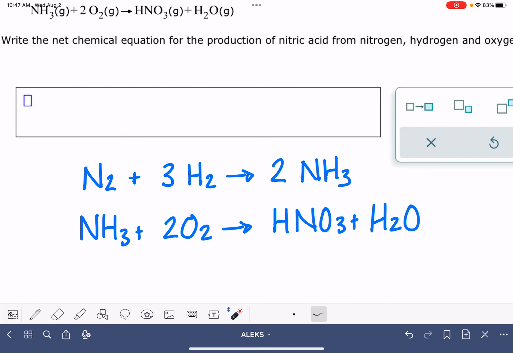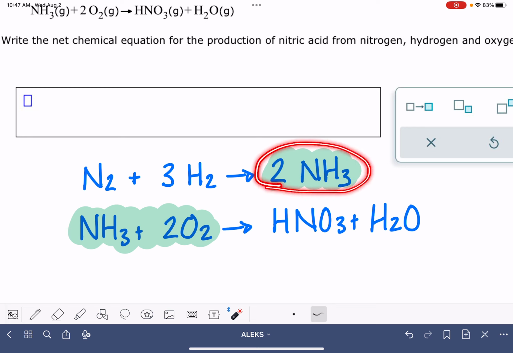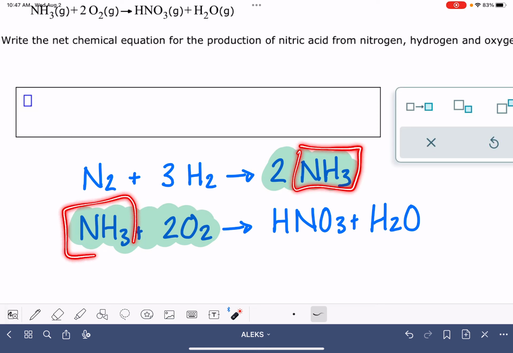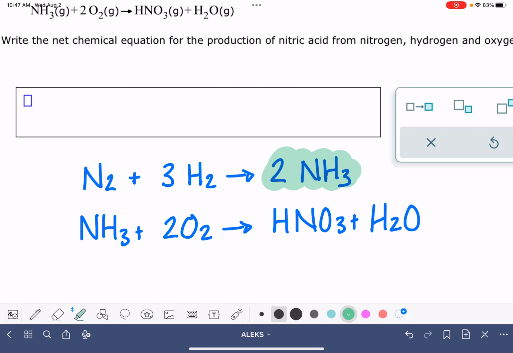For your two equations, first thing that I want you to do is take a look at the products of equation number 1, that's these guys, and the reactants of equation number 2. You're going to notice that there is one molecule in common between the products of equation 1 and the reactants of equation 2. I want you to find that molecule. For me, it's the NH3. So I have NH3 listed as a product of equation number 1 and a reactant of equation number 2. I'm going to just highlight the NH3. This is where we're going to start.